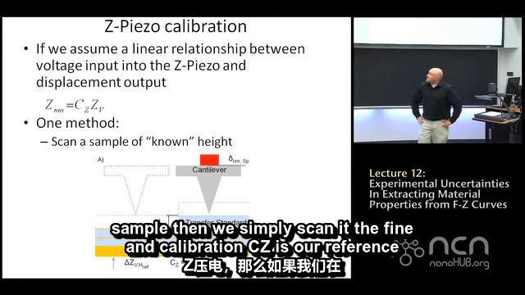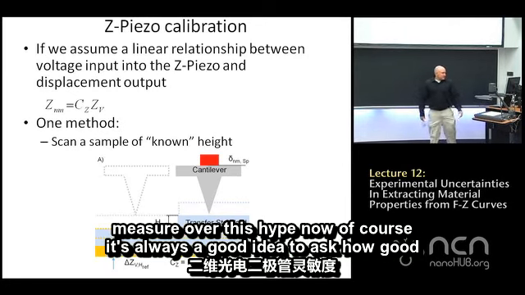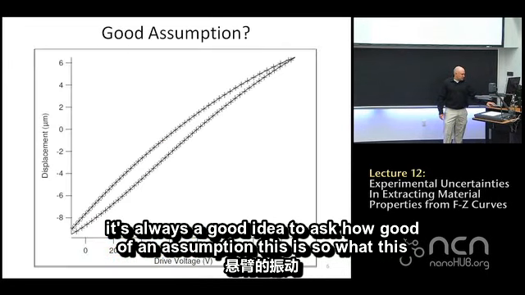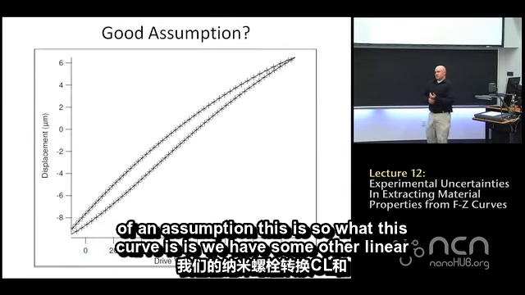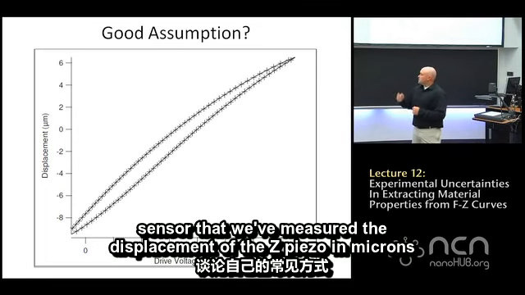CZ is our reference height divided by whatever voltage we measure over this height. Now, of course, it's always a good idea to ask how good of an assumption this is. So what this curve is, we have some other linear sensor that we've measured the displacement of the Z piezo in microns.